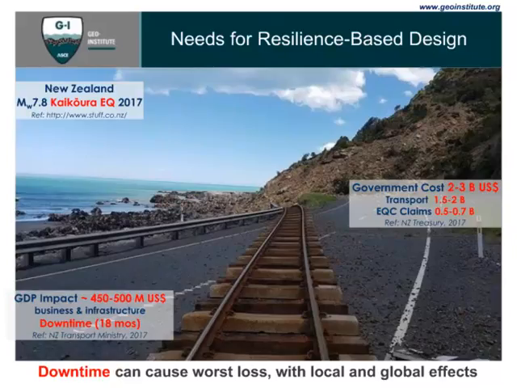And what we have learned is that downtime can harm more than physical damage. As you can see, there are some facts from the very recent Kaikoura earthquake in New Zealand, where most of the impact, about $500 million on the GDP alone in the first 18 months, was due to interruption of business and particularly transportation infrastructure, where the initial cost of $2 to $3 billion to the New Zealand government is attributed to $2 billion only in transportation infrastructure.